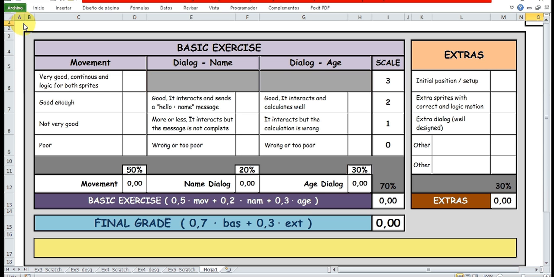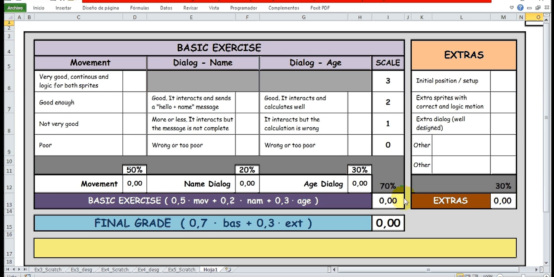Let's explain how to calculate the grade of the first exercise of Scratch. In this one, we have a basic exercise and extra exercise, and in each one of them, we can have different grades. The basic one is calculated over 7, and the extra is calculated over 3 points.